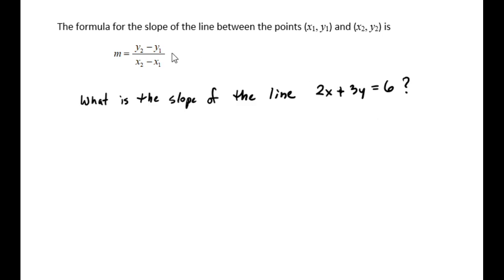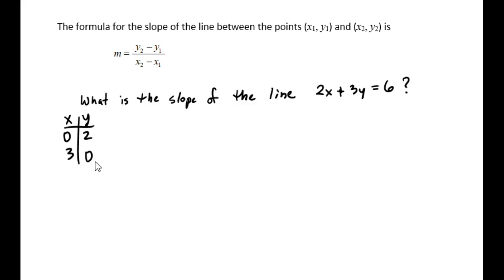To use the slope formula, we would need to know two ordered pairs. And we know how to find two ordered pairs by constructing a table of values. If we substitute x is equal to 0, then this term becomes 0, and we have 3y is equal to 6, and dividing by 3, we get y is equal to 2. That gives us one ordered pair, and if we substitute a value of y equal to 0, this term becomes 0, and we have 2x is equal to 6, and dividing both sides by 2, we get x is equal to 3.